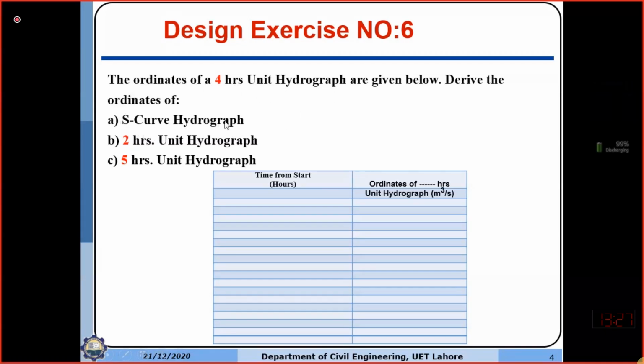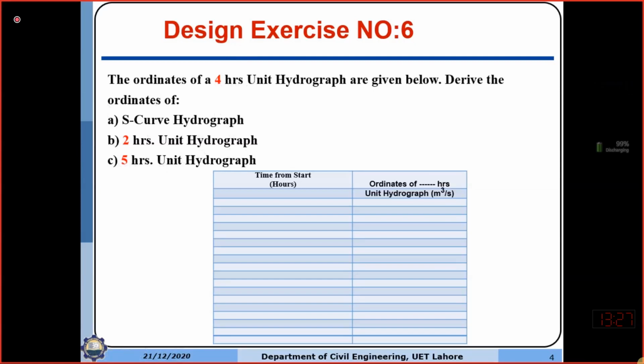And then you have to find the 2-hour unit hydrograph. So from the 4-hour unit hydrograph you have to generate the 2-hour unit hydrograph. It means that you are going to change its duration from 4 hour to 2 hour, and then in the third step you need to find the 5-hour unit hydrograph from the 4-hour unit hydrograph, and both will be done by the S-curve technique.